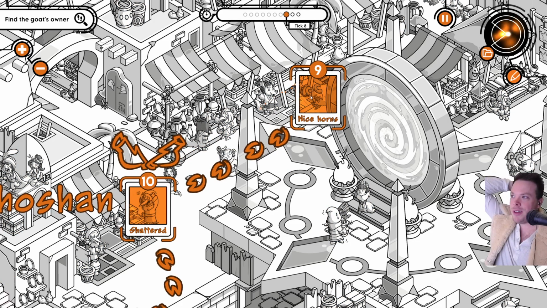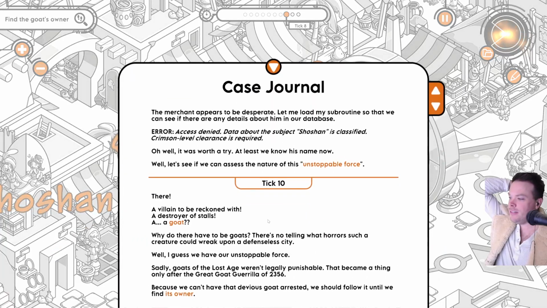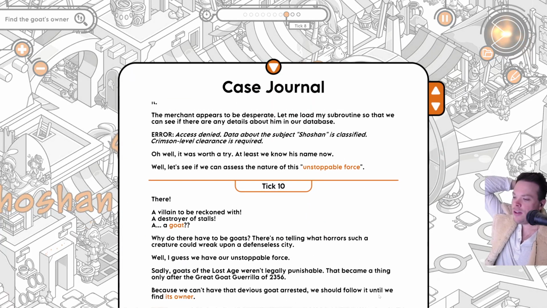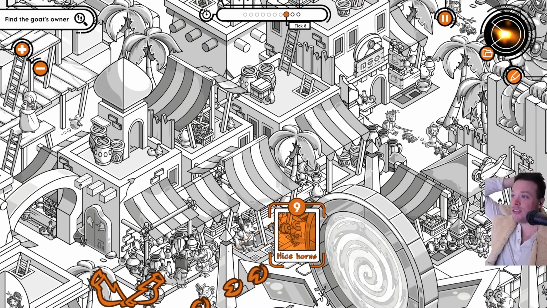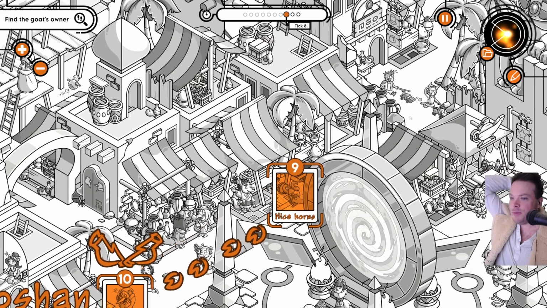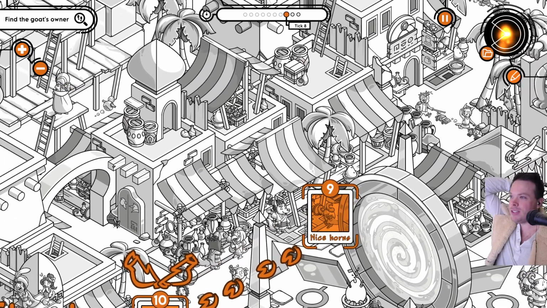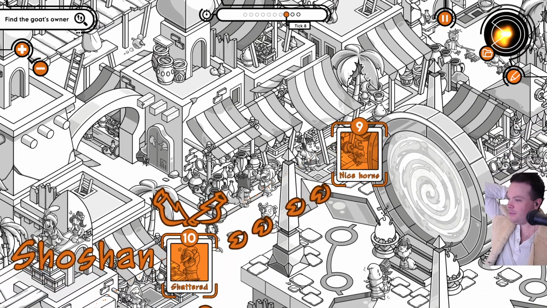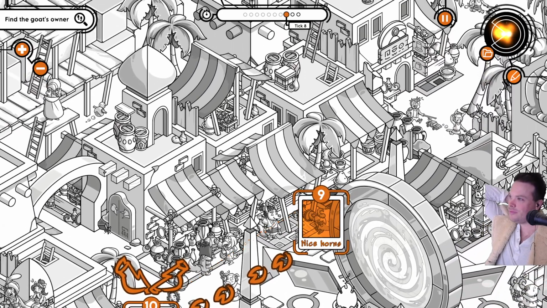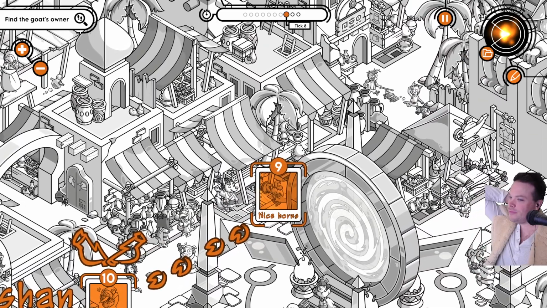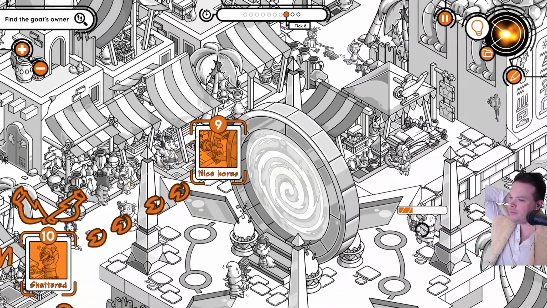But we were told to find the goat's owner, not the goat. Right? We should find its owner. Yeah, that's just bad. If we're meant to find the goat, find the goat. Should be what we're told to do, not find its owner. There we go.